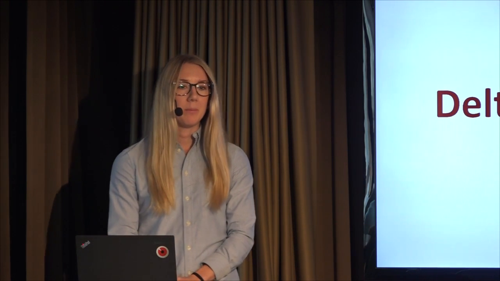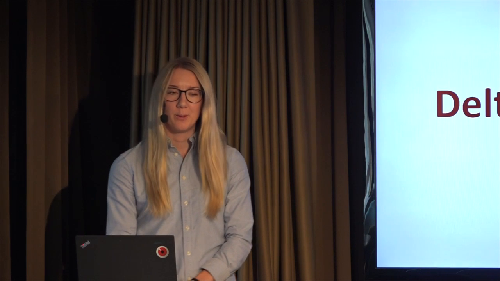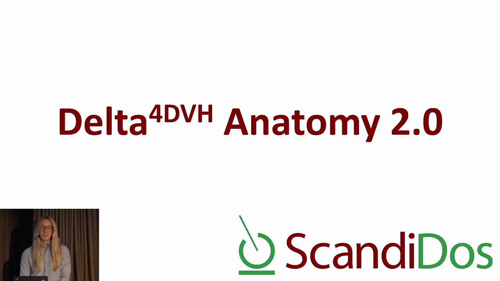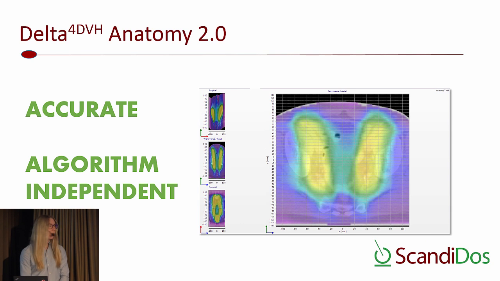And I'm going to give you a brief introduction to our new improved software module, Delta 4 DVH Anatomy 2.0. The Delta 4 DVH Anatomy 2.0 is an algorithm-independent and accurate software that determines the delivered dose to the patient based on measurements done in the Delta 4 PT or the Delta 4 Phantom Plus. And I will show you some results of calculations and also explain briefly how it works.